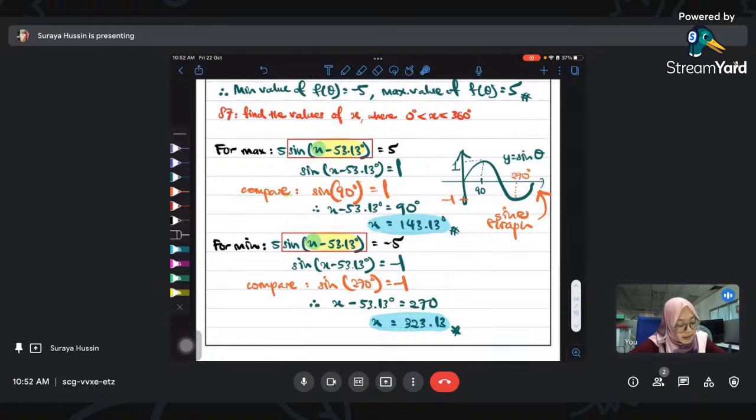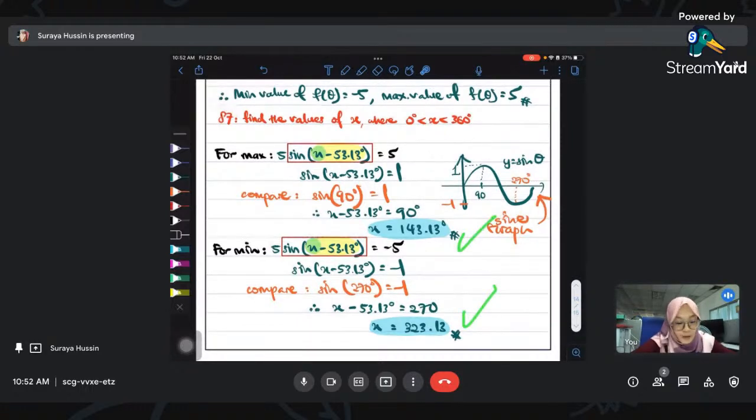Oh 90 degree, sine 90 degree is actually 1. Sine 270 is actually negative 1. So when you know it, therefore you can straight away comparing it, and therefore you just straight away get your value of x. That is how easy peasy in finding the value of x by having minimum and maximum value.